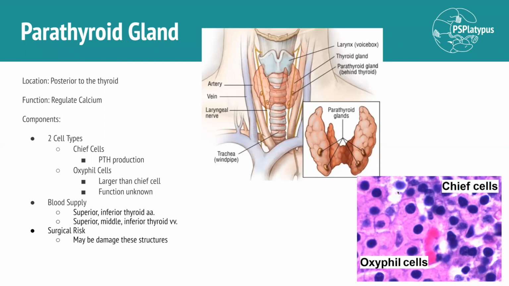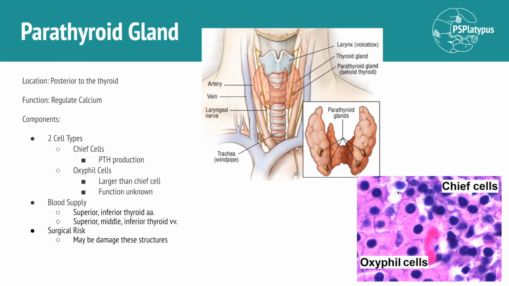The oxyphil cells are the larger cells present in the area. However, their function is unknown. Whilst our chief cells are smaller compared to our oxyphil cells, they are the key cells of importance as they are the site of parathyroid hormone production.